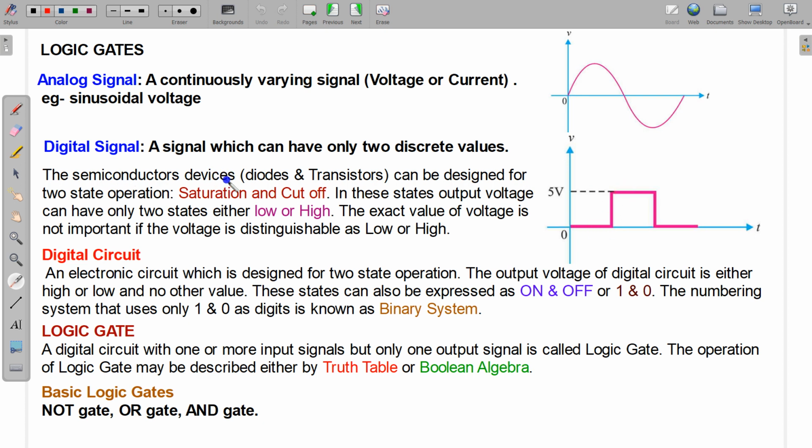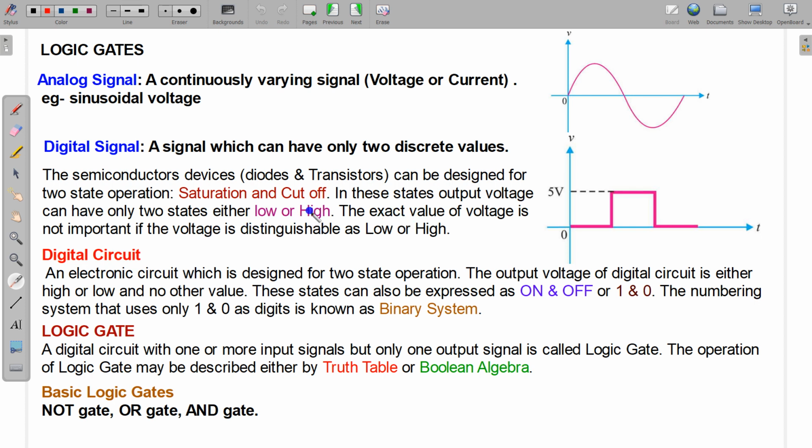Semiconductor devices, which consist of diodes and transistors, can be designed for two-state operations. What are those two states? As we have studied in the transistor lecture, if we operate a transistor in two states, saturation and cutoff, the voltage is either low or high. So these are the two discrete states. In these states, the output voltage can have only two values, either low or high.